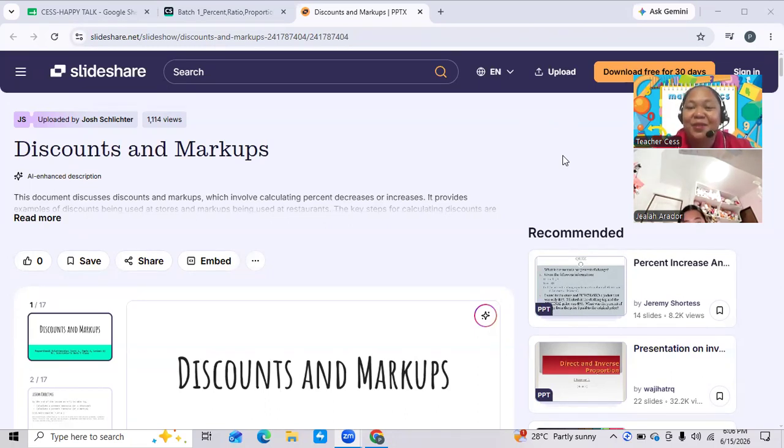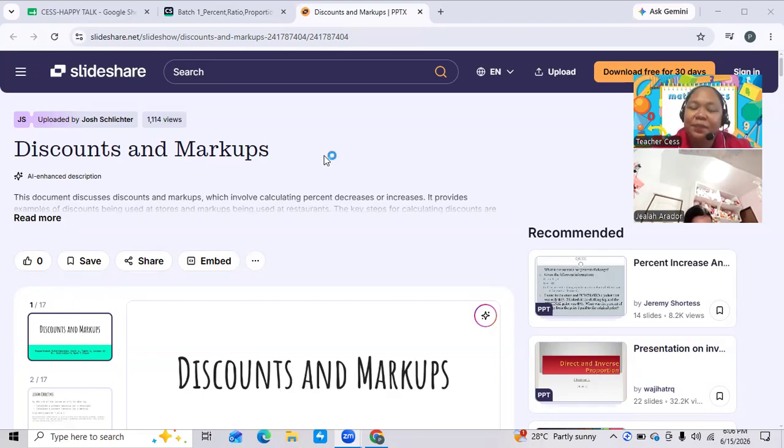Very good. So change the percent rate into a decimal number and then you multiply it to the number, or the whole number given. Okay, and that's it. That is the percentage of a number. Now, we will recall discounts and markups.